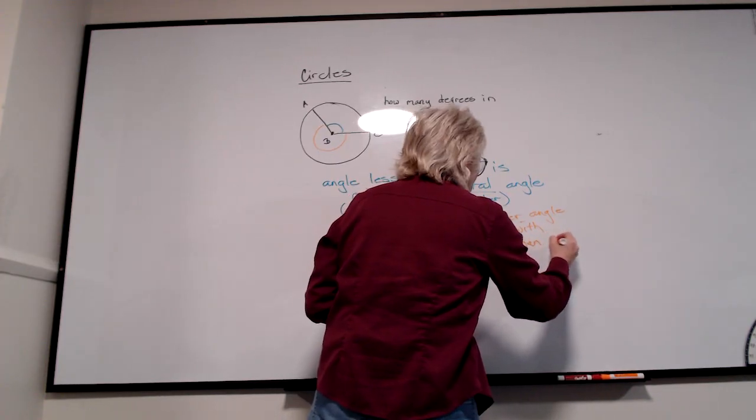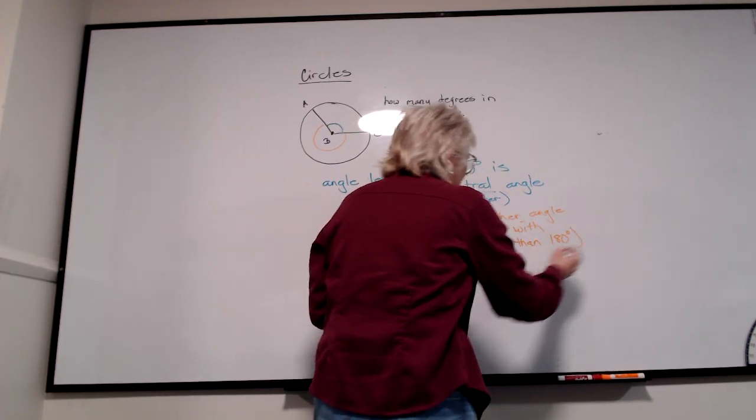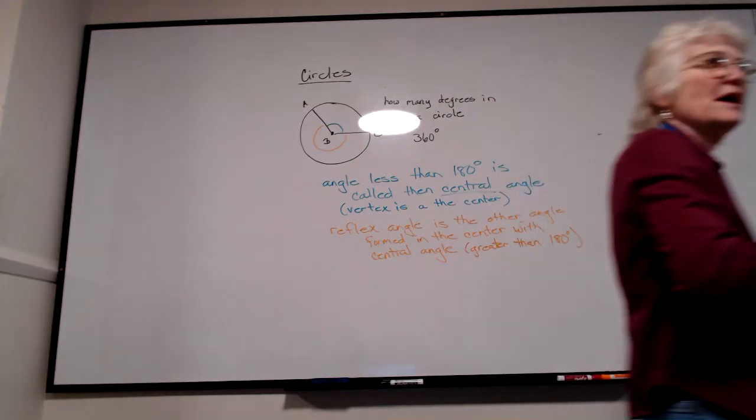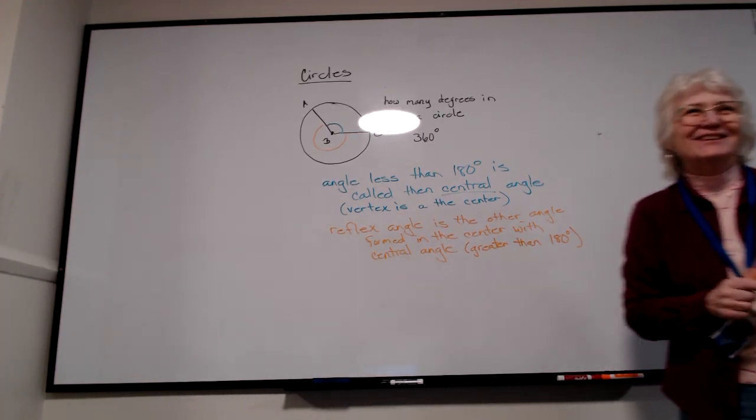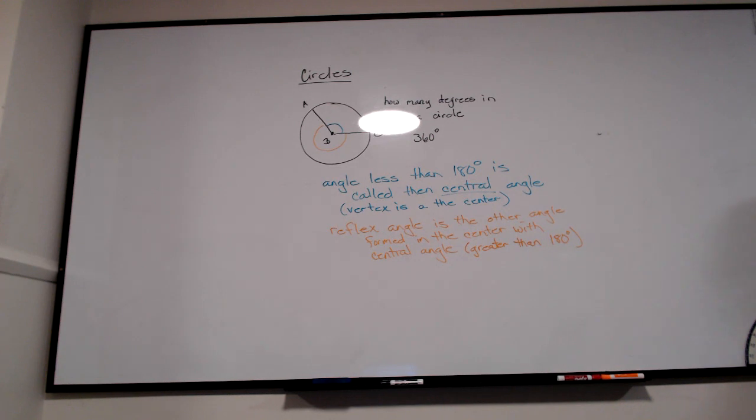Taking slices out of the pie. Yeah, it's two slices of pie. Somebody gets a big piece, somebody gets a small piece. Really big piece. Yeah, that's a big piece of pie, if you're eating that much. Okay, but those are the two different angles that you can have inside.